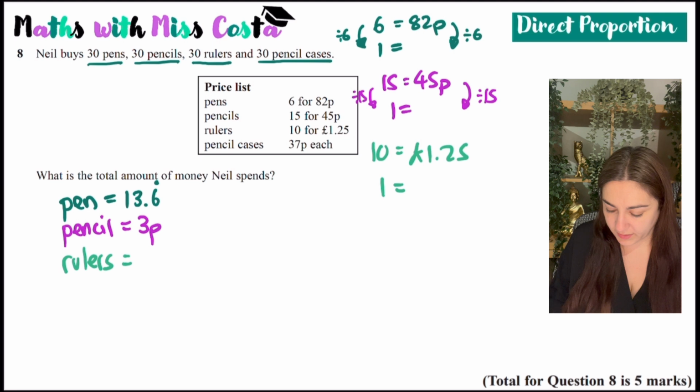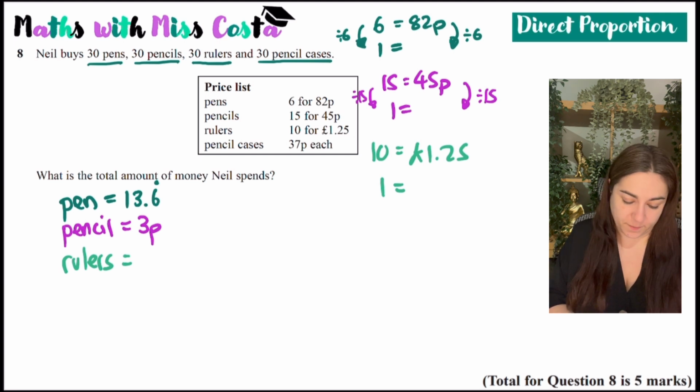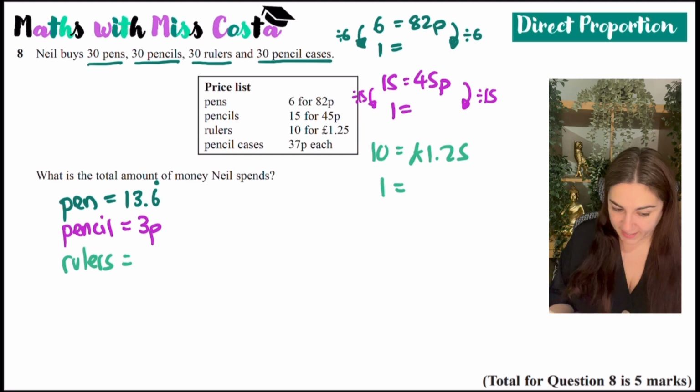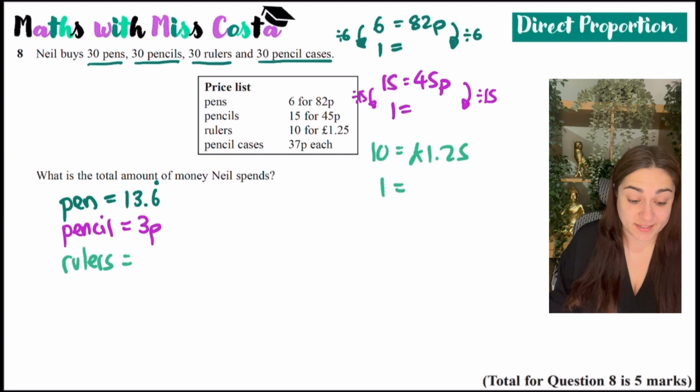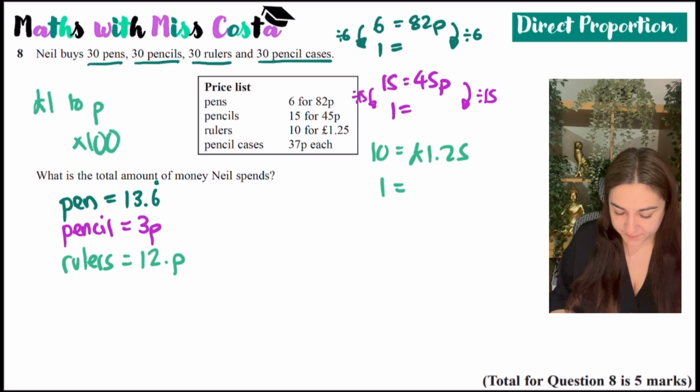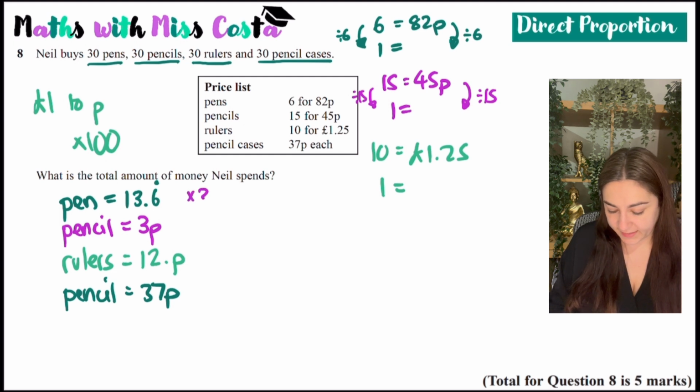So therefore 1 ruler is going to cost £1.25 divided by 10, which is just 12.5 pence. It will tell you on your calculator 0.125, but convert it back into pence. So 12.5 pence, and to convert a pound to pence, we times by 100. And then pencil cases are 37 pence each. So I need to work out the cost of 30 of these. So I'm just going to times each thing by 30.